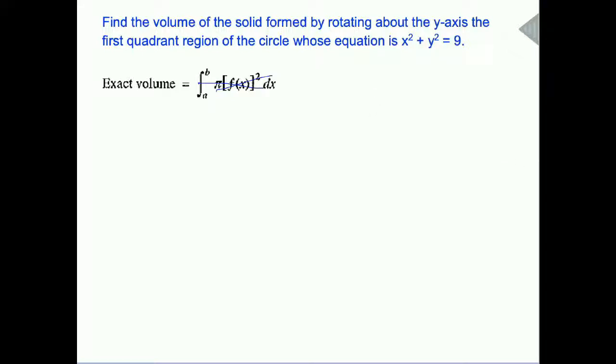So we need to be familiar with the equation of a circle. So x squared plus y squared equals 9 means our circle is centered at 0 with a radius of 3, because we think 3 squared. And so we got 3 and 3. It just says the first quadrant, so we're going to try to sketch in this quarter of a circle here. And then this is going to be rotated about the y-axis.